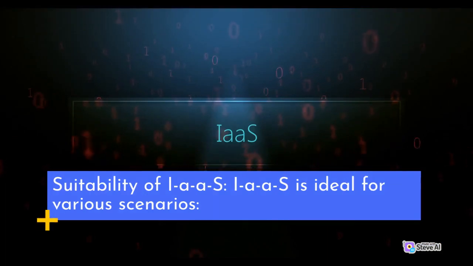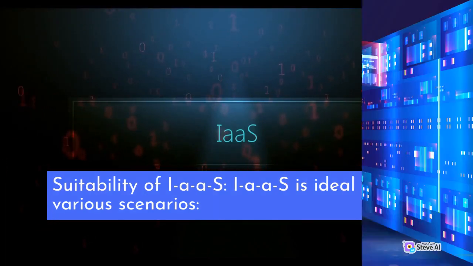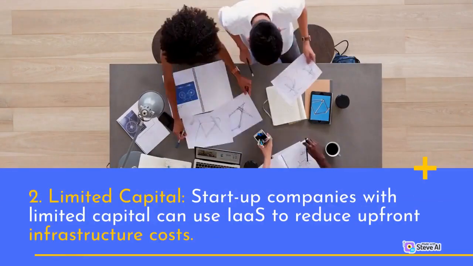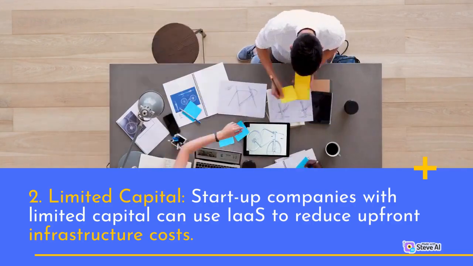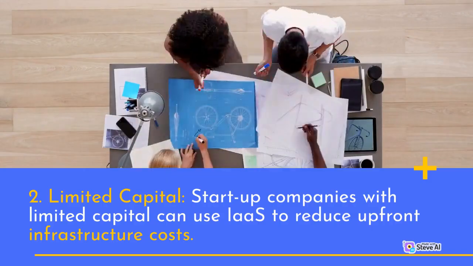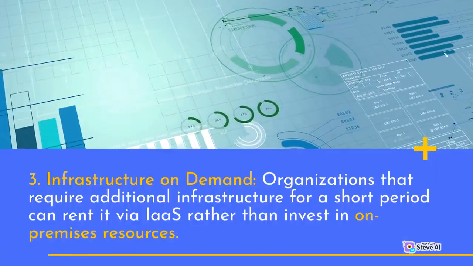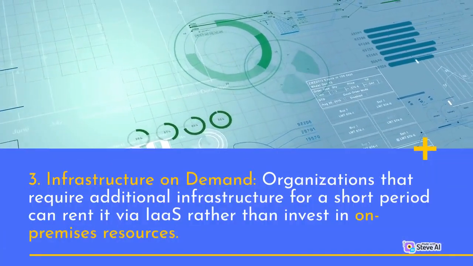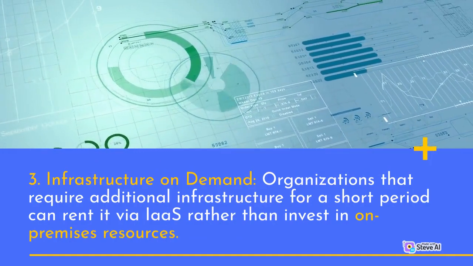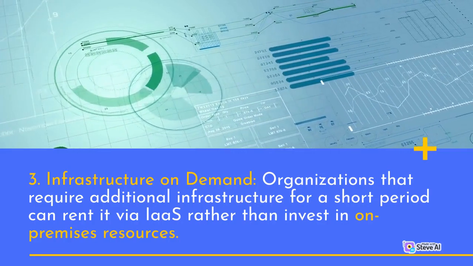Suitability of IaaS. IaaS is ideal for various scenarios. 1. Unpredictable spikes. When there are sudden spikes in resource demand, IaaS can quickly scale to accommodate it. 2. Limited capital. Startup companies with limited capital can use IaaS to reduce upfront infrastructure costs. 3. Infrastructure on demand. Organizations that require additional infrastructure for a short period can rent it via IaaS rather than invest in on-premises resources.